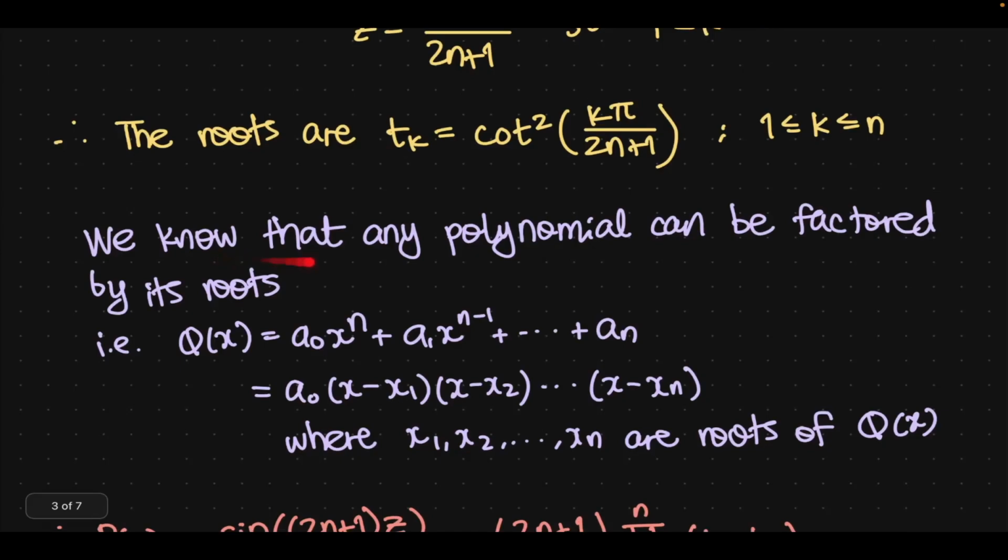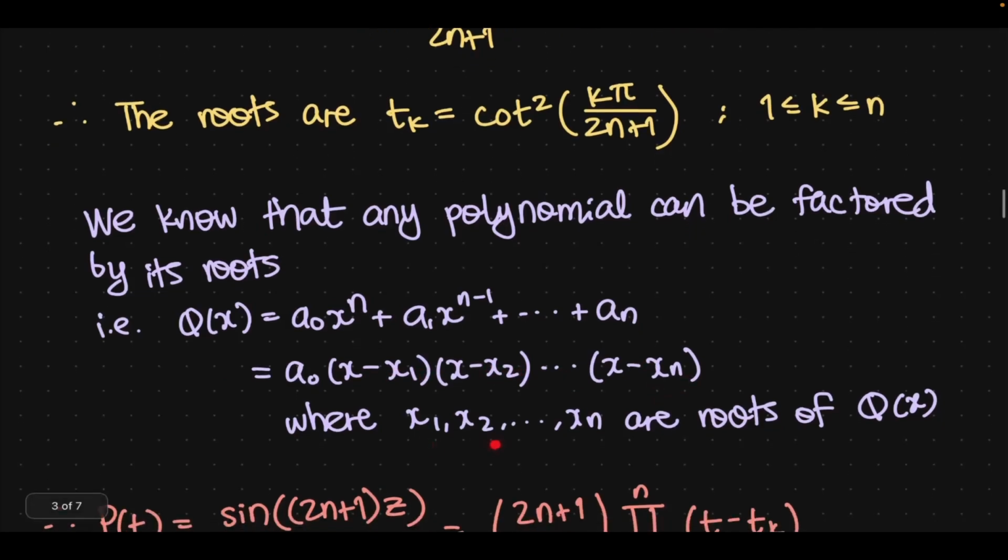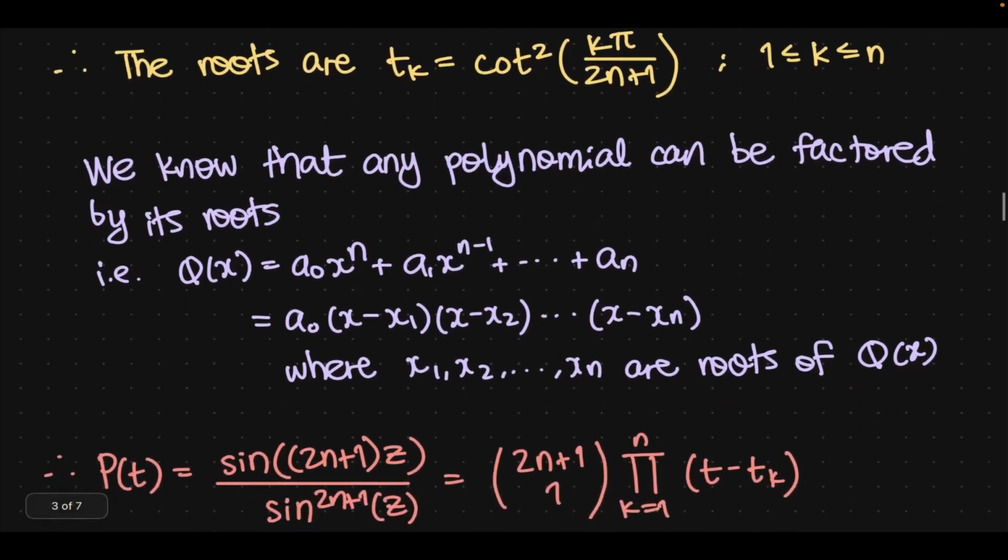Now we know from the remainder theorem that any polynomial can be factored by its roots. So if we have a polynomial q of x that is a_0 x to the n plus a_1 x to the n minus 1, and so on till a_n, where the degree of the polynomial is clearly n, the highest power, we can factor out the coefficient of that leading term, a_0, and then factor out the remaining (x minus x_1)(x minus x_2) and so on, (x minus x_n), where x_1, x_2, and so on till x_n are the roots of q(x). And by the fundamental theorem of algebra, there are n roots.